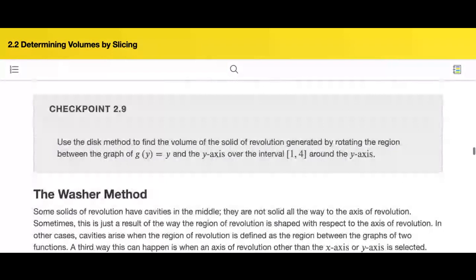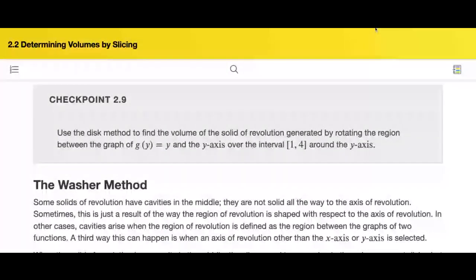Okay, let's check this one. So 2.9, I'm going to give a couple minutes to try this one. So this is over, so we get a function g of y equals y. Okay, this is easy, identity function, right? So we just get a triangle formed with the y-axis. And we will find the area from 1 to 4, and the volume rotated over the y-axis from the interval 1 to 4. Okay, go ahead, try that.